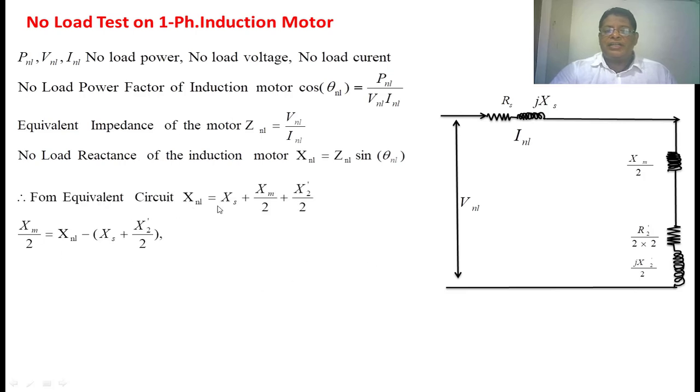From the equivalent circuit, XNL equals XS plus this reactance plus this reactance. So we have to find Xm by 2 because we have not calculated this value. The magnetization reactance by 2 equals XNL minus XS plus X2 dash by 2. We already know this quantity, so we can easily calculate the magnetization reactance by 2. From this equation, the magnetization reactance equals 2 into XNL minus XS plus X2 dash by 2.